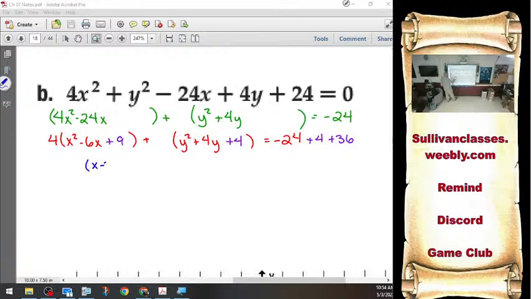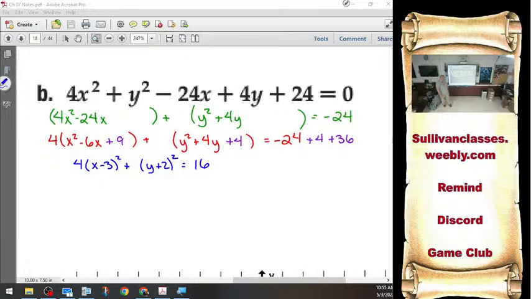I can rewrite it as x minus 3, the quantity squared. If I don't know how to factor it exactly, it's always x plus b over 2, the quantity squared. 4 out front. y plus b over 2, the quantity squared, and 16.